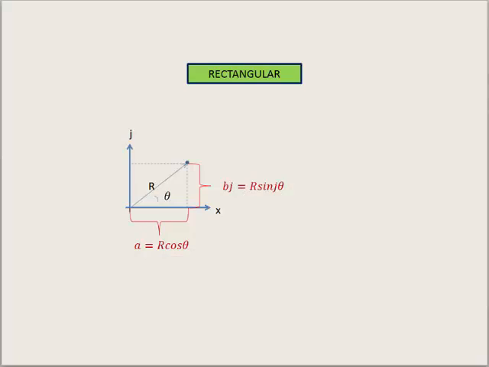Let's start with that rectangular format. The rectangular format is written as A plus BJ. Now remember that A is actually the x-axis or the real axis, and this axis is the J or the imaginary axis. If we're given theta and r, we can find A by saying r cosine theta. And we can find BJ by taking r sine j of theta.